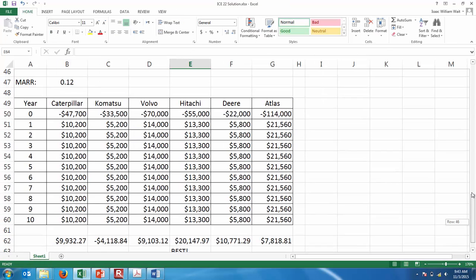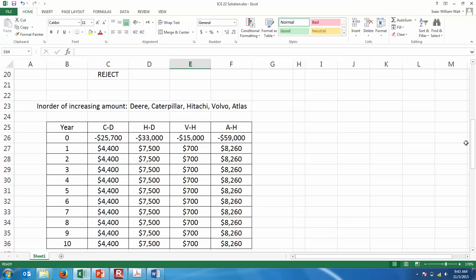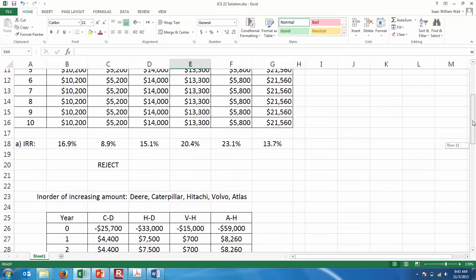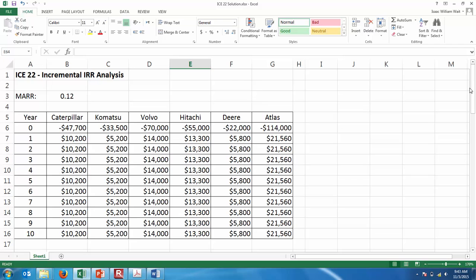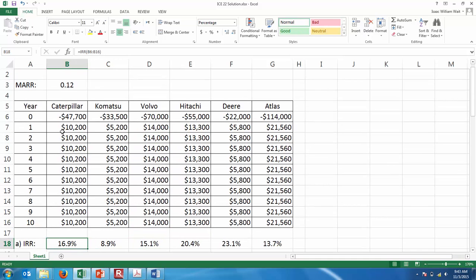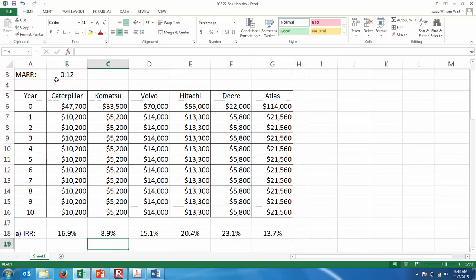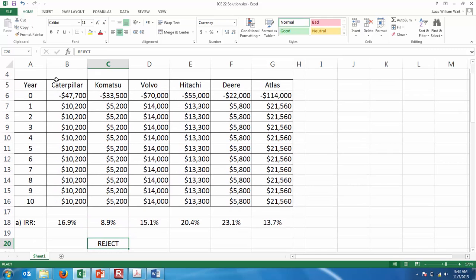All right, the first thing that we did, I wish that projector was larger, but if it's too small, at least you've got the video. The first thing we did, our MAR is 12%, and this is the data as it was given, or kind of as it was given, as I corrected it for you. What we want to do is find out the internal rate of return for each of them. This one, 8.9%, is below the MAR. And so the first thing we can do is reject Komatsu. It's out of the running. It's not one that we're going to accept.